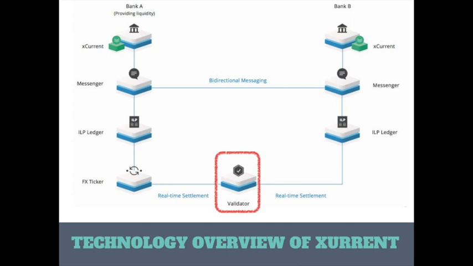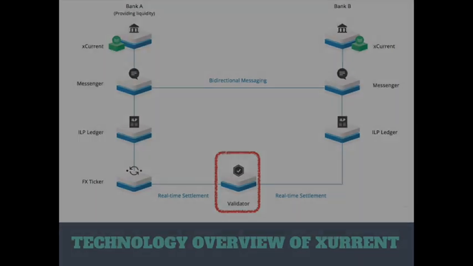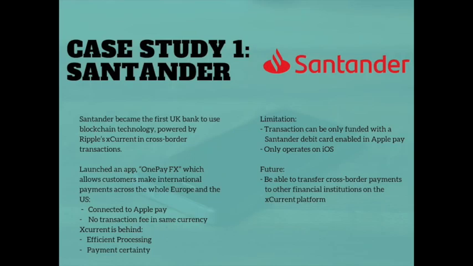xCurrent also relies on 2 other components to function. First, the messenger. An API-based messenger module enables bidirectional communication between connected RippleNet banks. Second, the foreign exchange ticker provides exchange rates and coordinates transfers on the ILP ledger. xCurrent is architected to fit within a bank's existing infrastructure, resulting in minimal business disruption. Next, my partner will tell us how it is used in a real case.